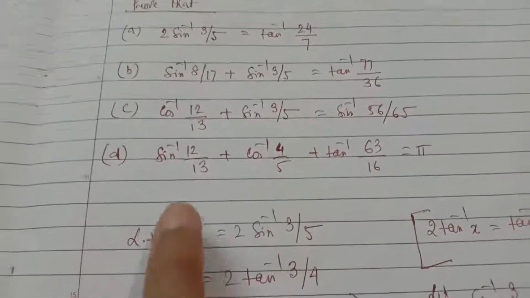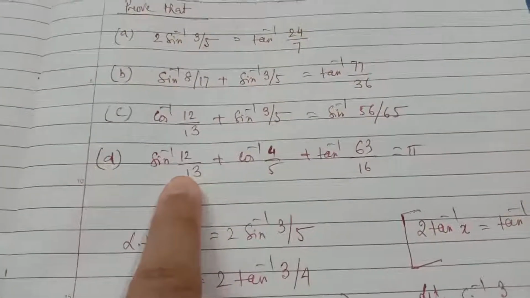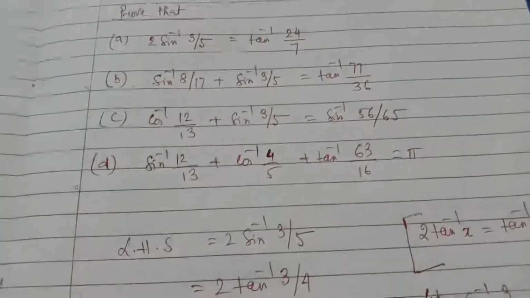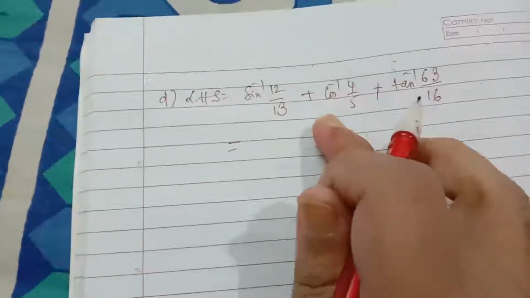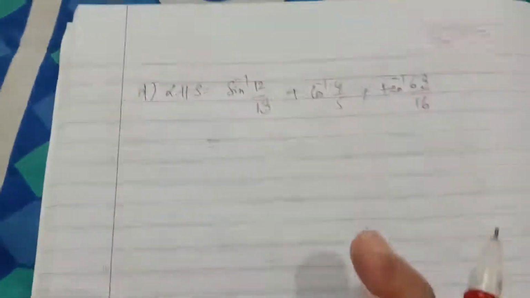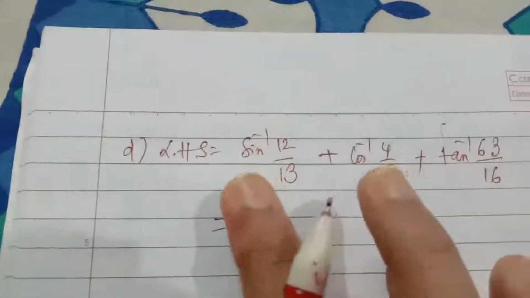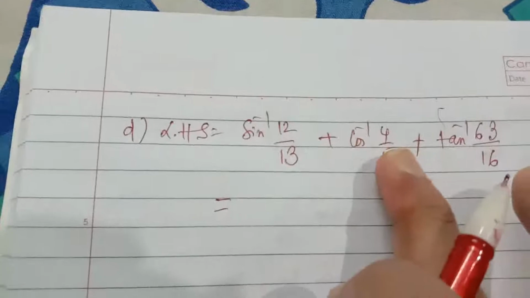Okay, now let us move to this one. It's a very important question. Let us start from the left hand side. Now we have to prove this plus this equal to pi. Let us first change sine inverse to tan inverse, cos inverse to tan inverse.